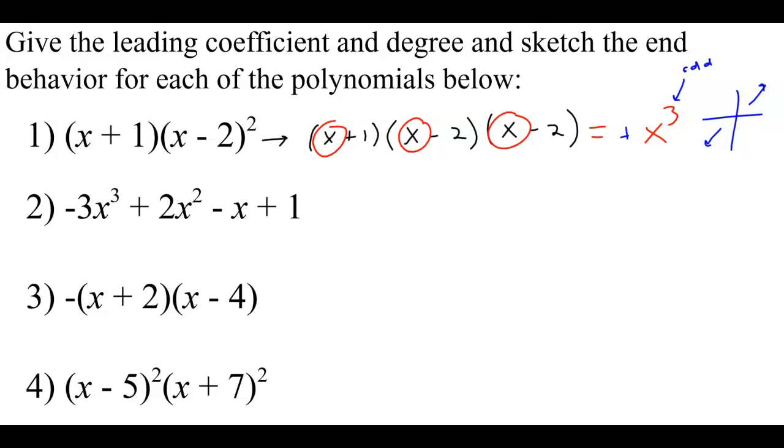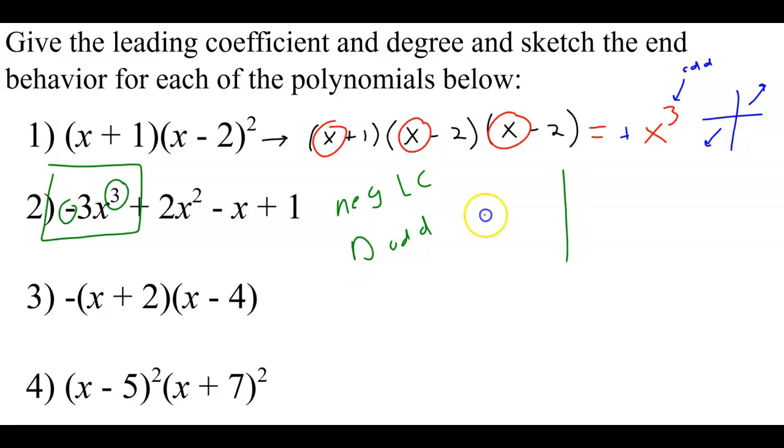Okay. Number 2 is in standard form. So the hard work is done for you. If it's in standard form, all we care about is the very first term. And I see that it's negative, the leading coefficient is negative, and the degree is odd. So if you want to write it out, that might help you. So negative leading coefficient, the degree is odd. That means we're going to start at the top of the mountain and end at the bottom of the mountain. If you need to resort back to your little table, that's totally okay.